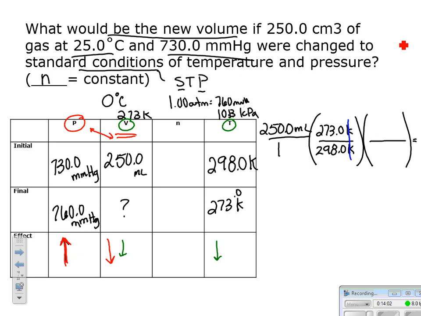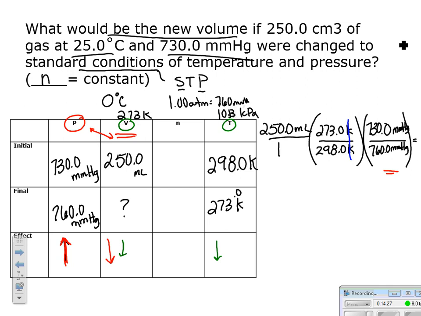So here, our second fraction needs to be a fraction that's going to make the volume go down, which again means that we're going to need a fraction that is less than 1. So 730.0 millimeters of mercury over 760.0 millimeters of mercury.